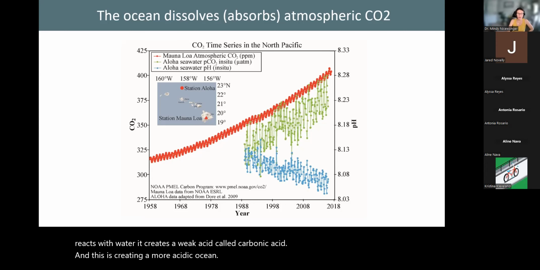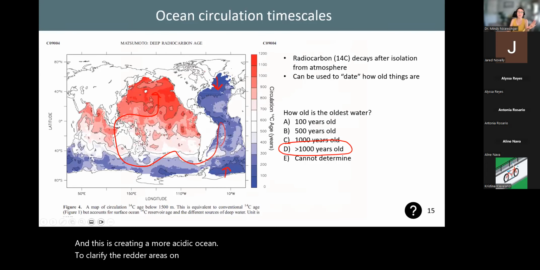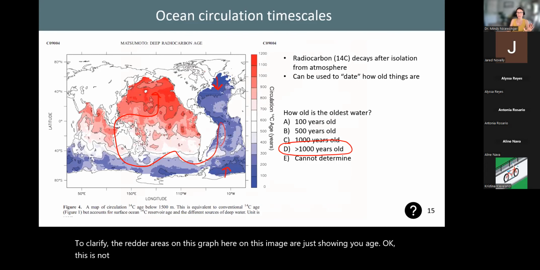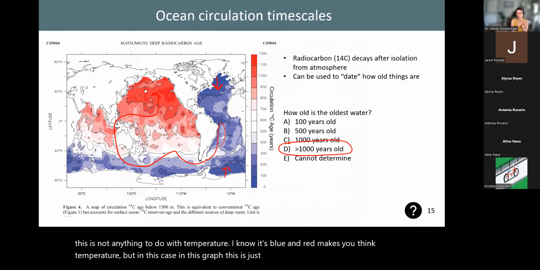To clarify, the redder areas on this image are just showing you age, okay? This is not anything to do with temperature. I know it's blue and red, which makes you think temperature, but in this graph, this is just showing age.